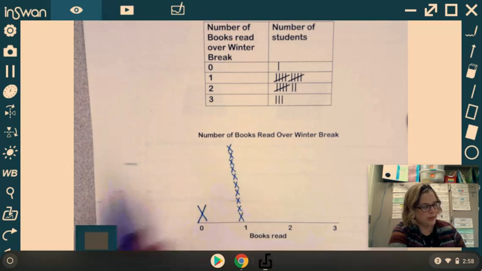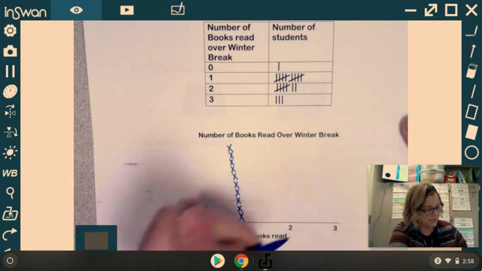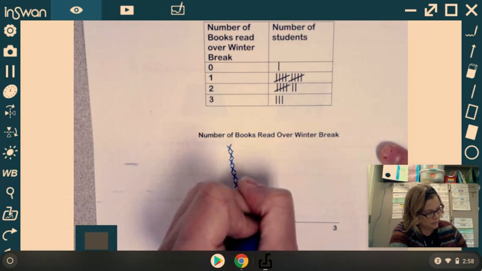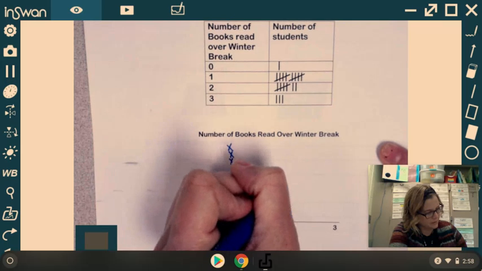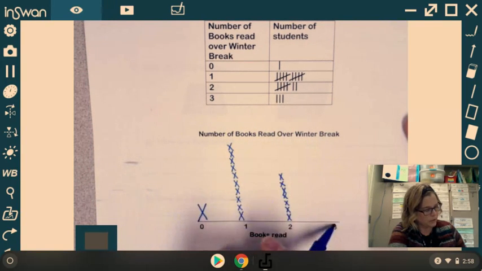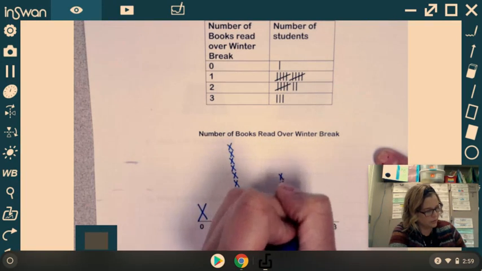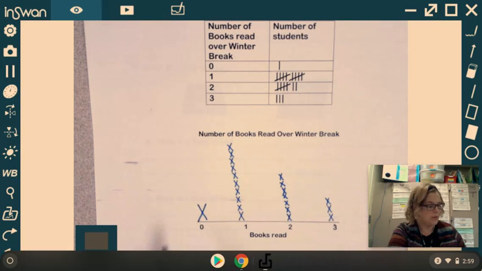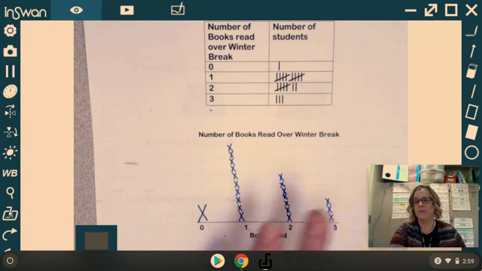How many people read 2 books? Well, we said 5, and then 2 more is 7. So 1, 2, 3, 4, 5, 6, 7. And then how many people read 3 books? 3 people did. 1, 2, 3. So when I'm done, I have my tally chart at the top with my line plot at the bottom.